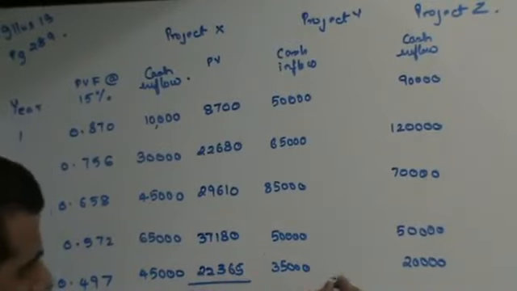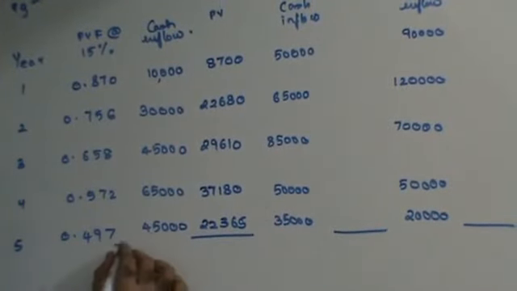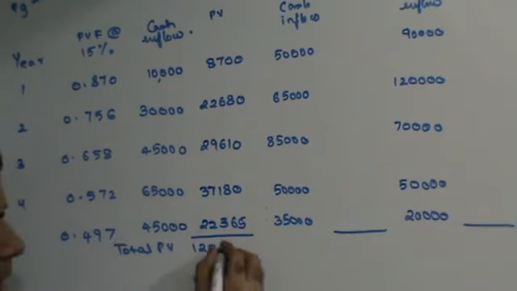Add this. When you add this, you will get the total present value. If you add all of this, your total present value will be 1,20,535. Right? The addition of all the PV is going to be this.